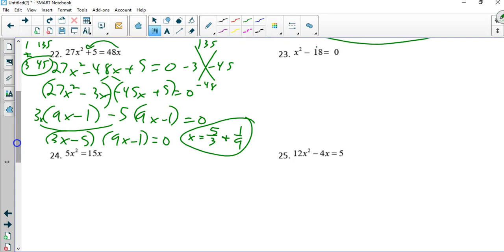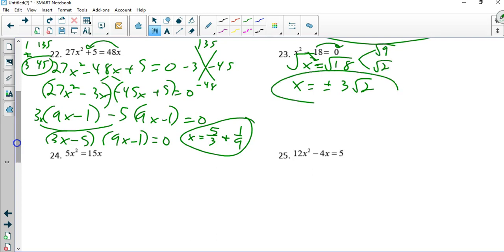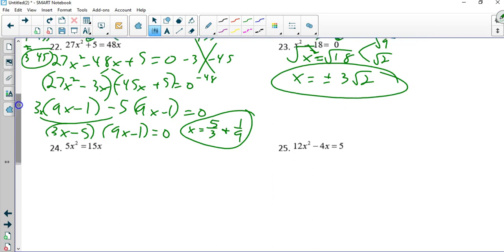Okay. Move the 18 over by addition. Get x squared equals 18. I'm going to square root both sides. And that's going to give me x equals plus or minus 3 root 2. And remember, this breaks down to 9 and 2. And don't forget the plus minus. That is worth points.